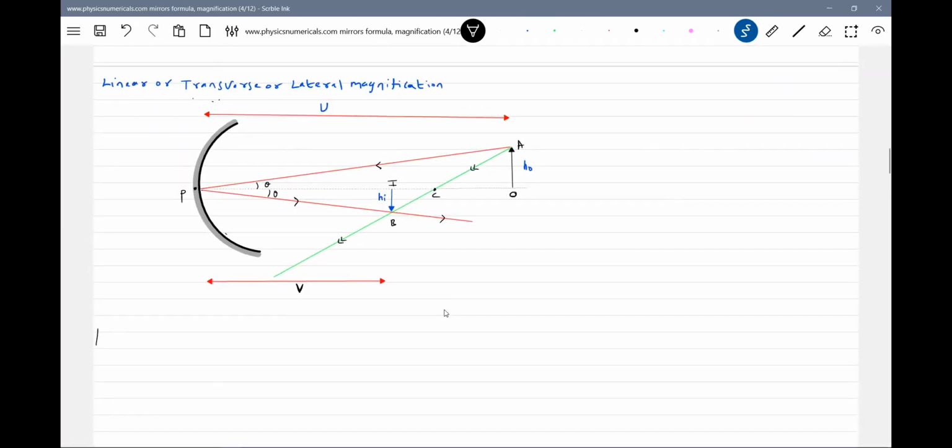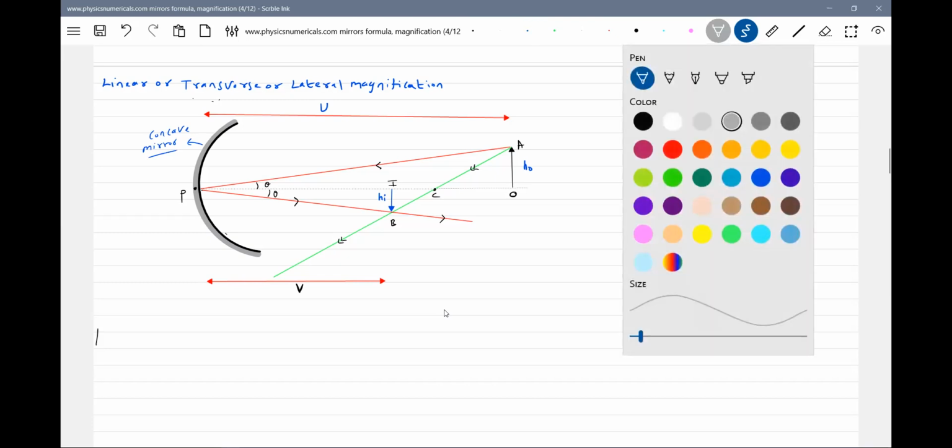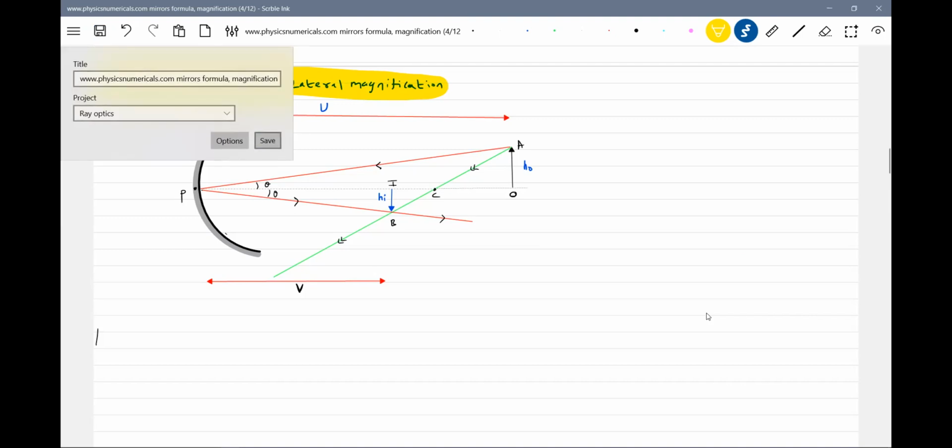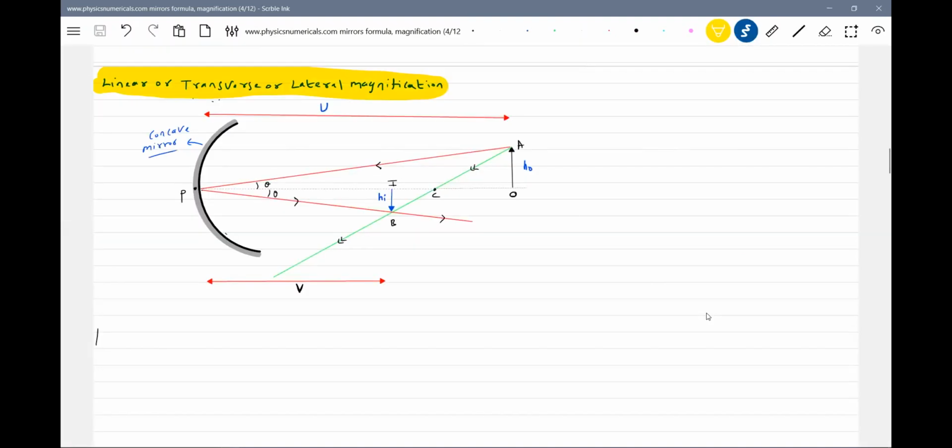So I'll stand nearby a concave mirror. What is the mirror I picked up? I picked up a concave mirror. So the magnification we are discussing is linear, or transverse, or lateral magnification, as it is called.